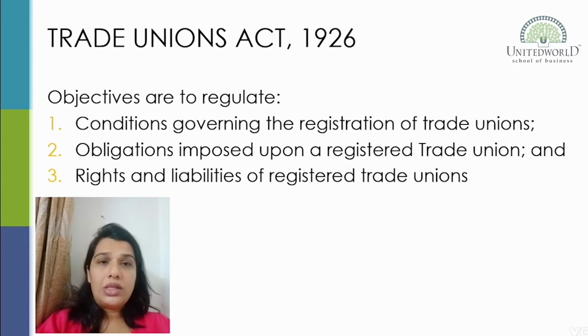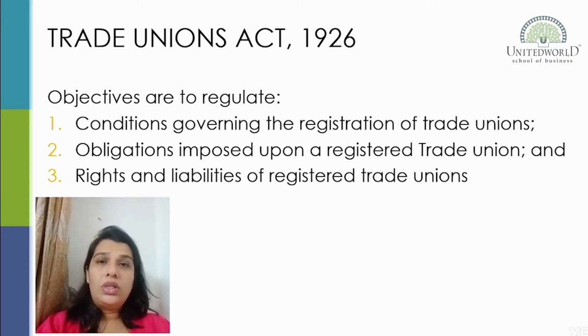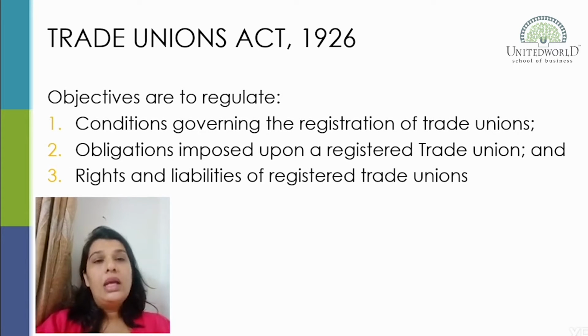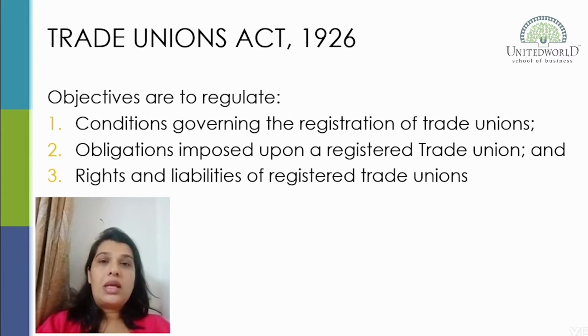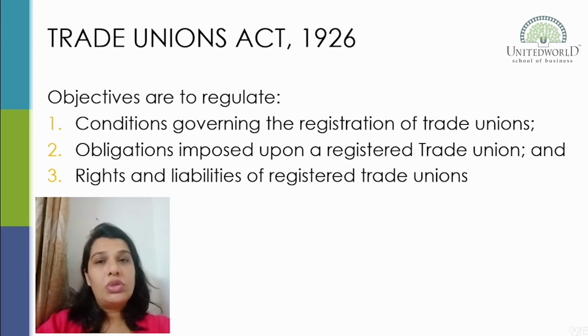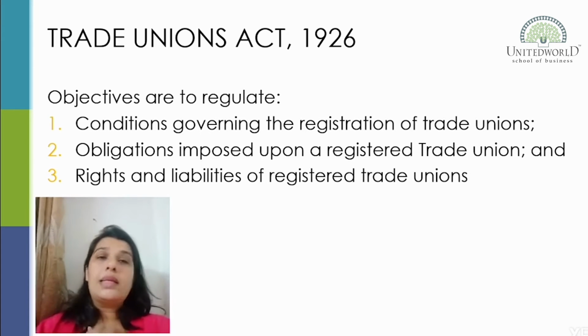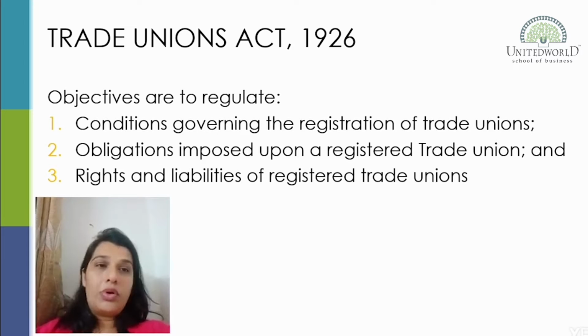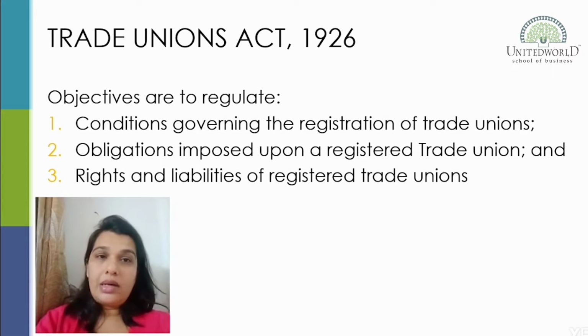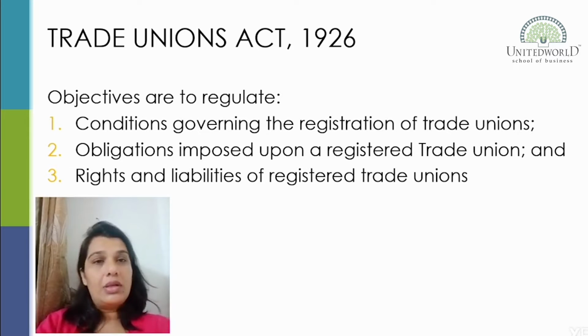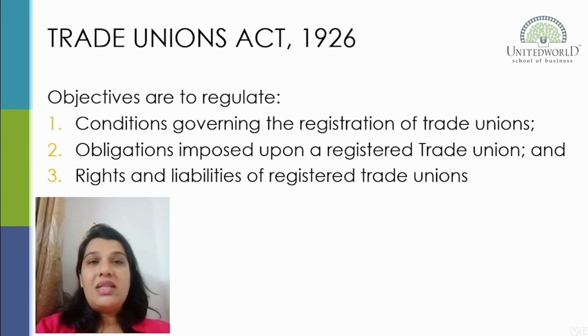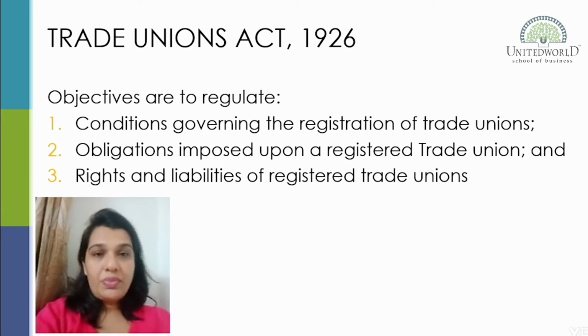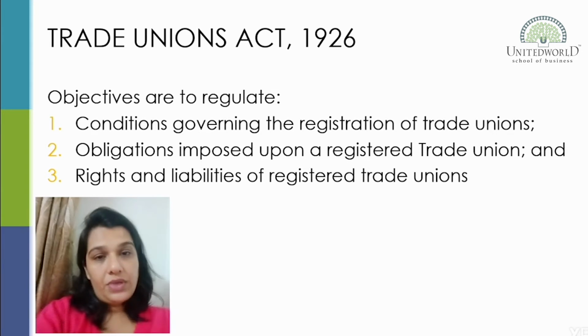Number one is the conditions governing the registration of trade unions: how the union will be formed, what the legal procedures to form the unions are, and what the obligations, authorities and responsibilities of those registered trade unions are. Second is the obligations imposed upon registered trade unions, and the rights and liabilities of registered trade unions. So these are the basic objectives of making a law regarding the Trade Unions Act.